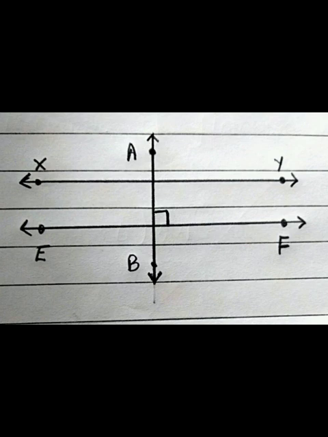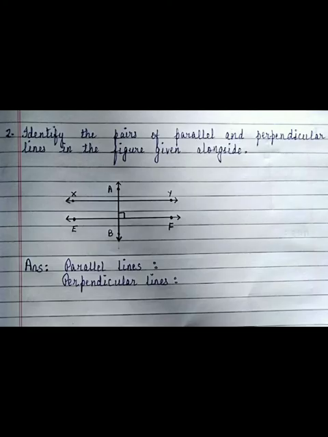The parallel lines are line XY and line EF. And the perpendicular lines are line XY and AB. And the next perpendicular lines are EF and line AB. You will write the answer like this.